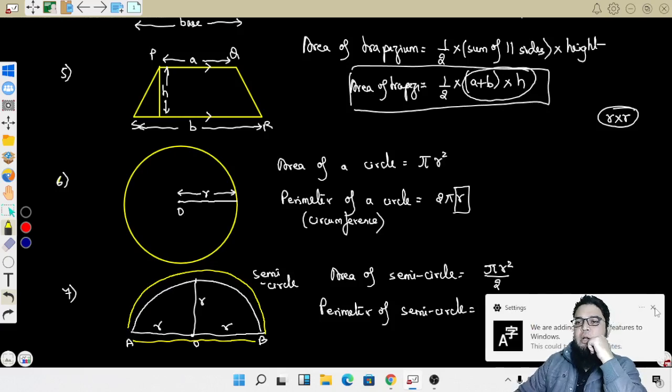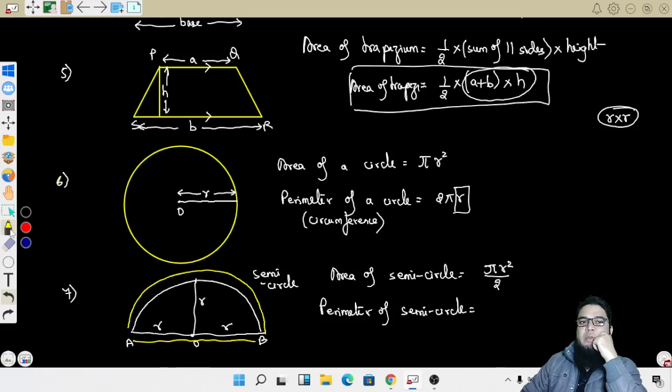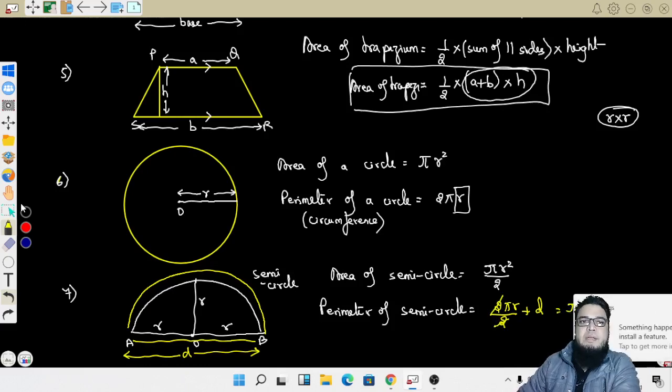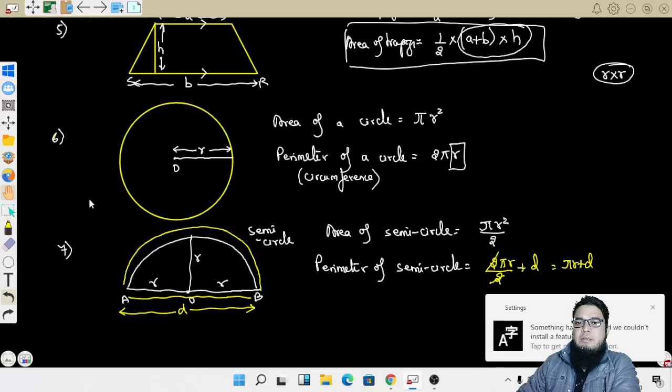Okay, so if we talk about the semicircle, what is this arc? This arc is half of the circumference. So this arc will be 2 pi r by 2, because this arc is half, and 2 pi r is the full circumference. Plus the diameter, from here to here, that is plus d, or you can call it 2r. So this will be pi r plus d.